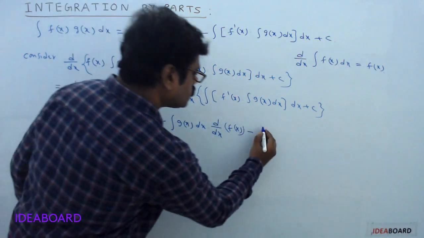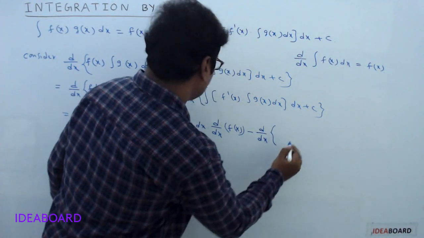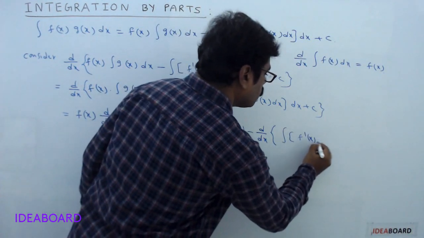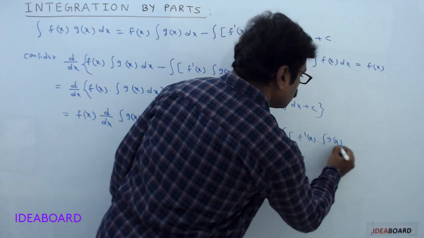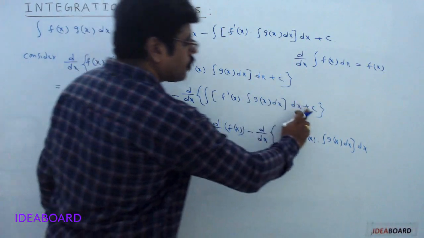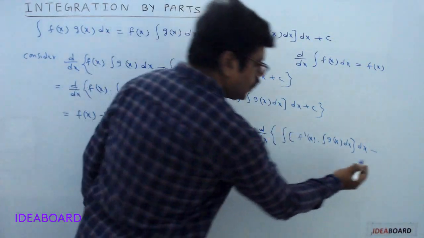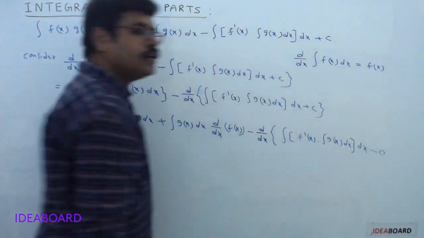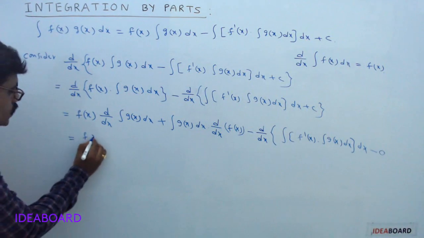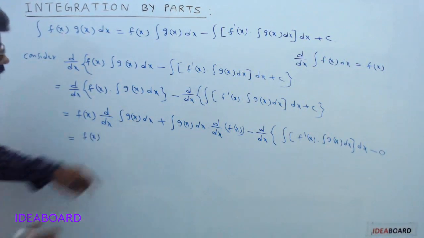Minus, now here the derivative of this term, derivative of integral of f dash of x into integral g of x dx into dx, plus derivative of c. Here minus into plus gives minus the derivative of c. Derivative of any constant term will be 0. Now this equals f of x into derivative of integral g of x dx.